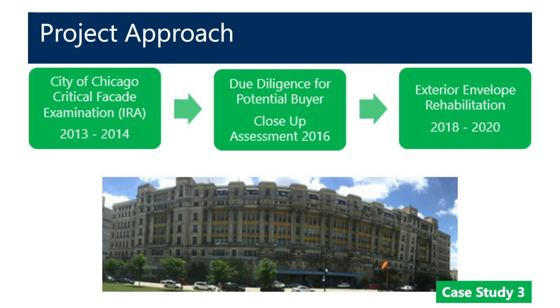In 2016, a due diligence inspection was performed for a potential buyer. And what happened here was essentially getting close up to 3 of the 4 facades of this building, and then ultimately moving into an exterior envelope rehabilitation.